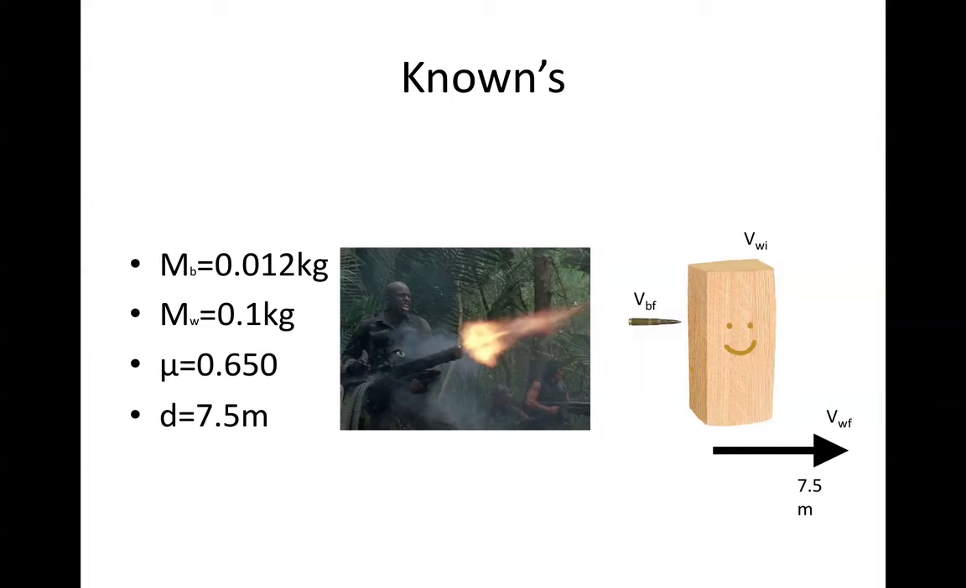The mass of the bullet is 0.012 kilogram. The mass of the wood is 0.1 kilogram. The coefficient of friction is 0.650, and the distance the block travels is 7.5 meters. We're solving for the velocity of the bullet before it impacts the wooden block. The initial velocity of the wooden block after impact is unknown.